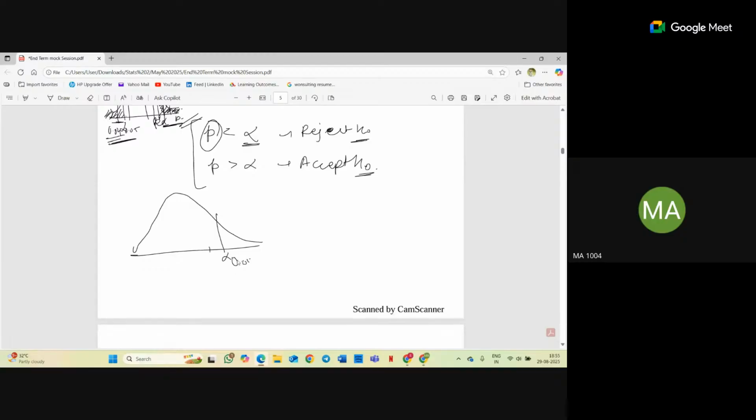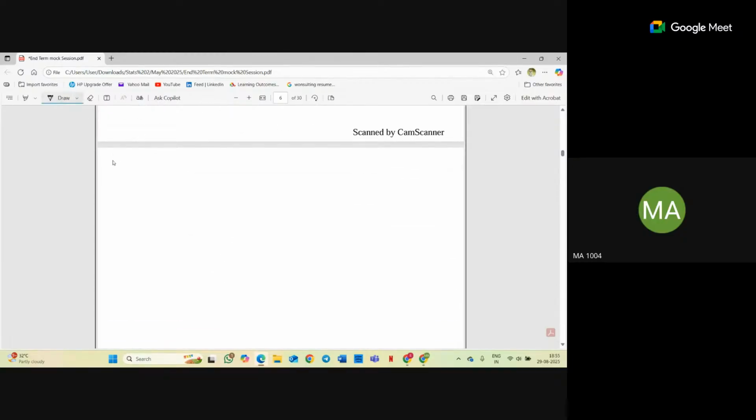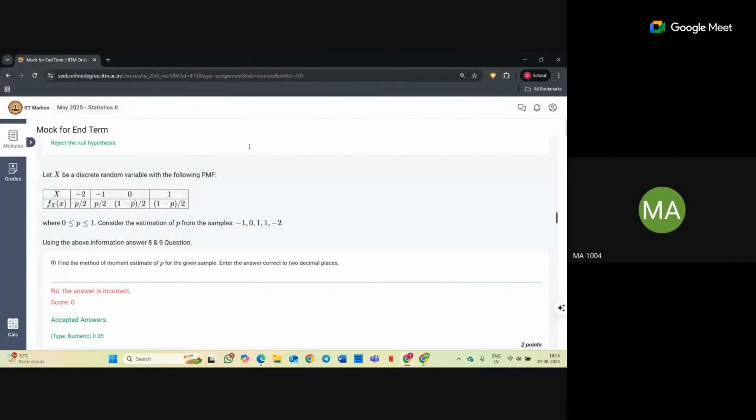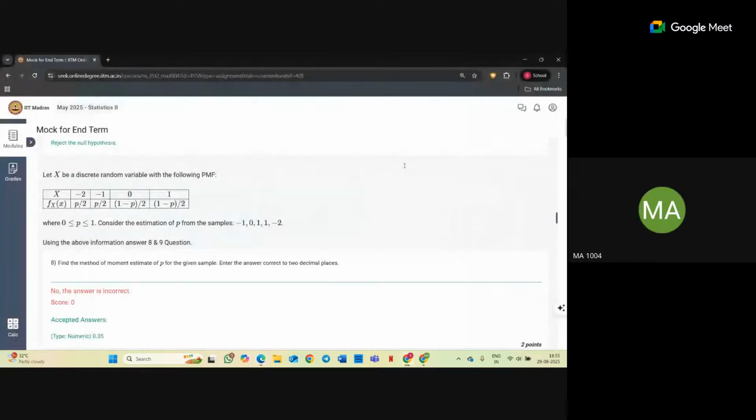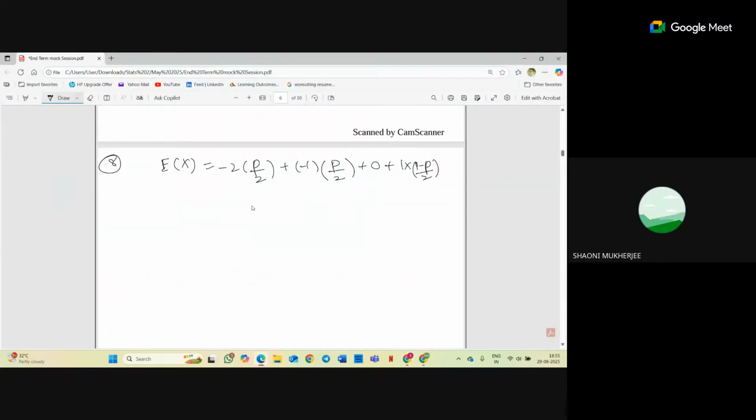Okay, so how do you find the method of moments? The expectation of X equals the sample mean. First, we will find the expectation of X, which will be equal to minus 2 into P by 2, plus minus 1 into P by 2, plus 0, plus 1 into (1 minus P) by 2. So minus 3P by 2 plus (1 minus P) by 2.